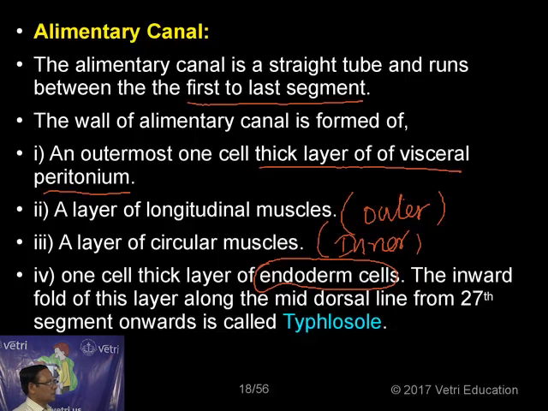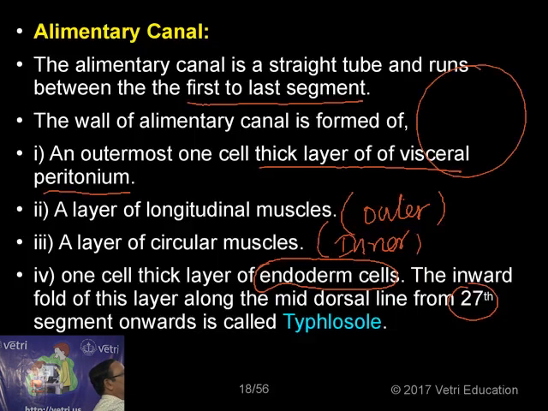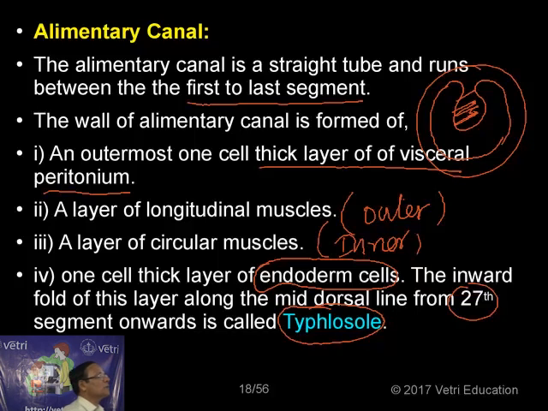Now, this layer forming the endoderm forms a folding on its dorsal side, starting from the 27th segment to the 35th segment. This is the inward folding of the inner layer on the dorsal wall of the intestine. Suppose you are taking the cross section. This is the dorsal side. Now this is the lumen, and this one is called the typhlosole. This is comparable to the villi.